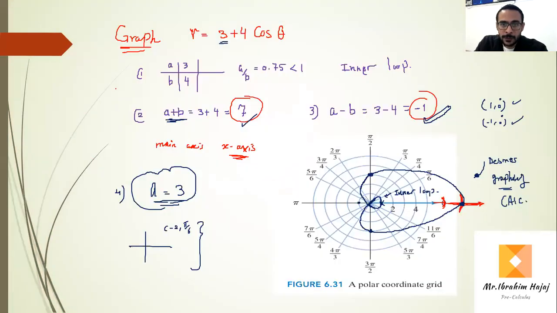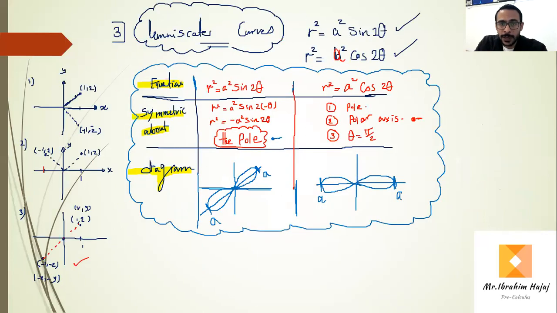Let's move, guys, to when we have r squared. What kind of equations do we have? r squared equals a squared sine 2 theta, and r squared equals a squared cosine 2 theta. This kind of polar equation is called lemniscate curves. The lemniscate is symmetric about the pole for sine, and for cosine it is symmetric about the pole, the polar axis, and the line theta equals pi over 2.